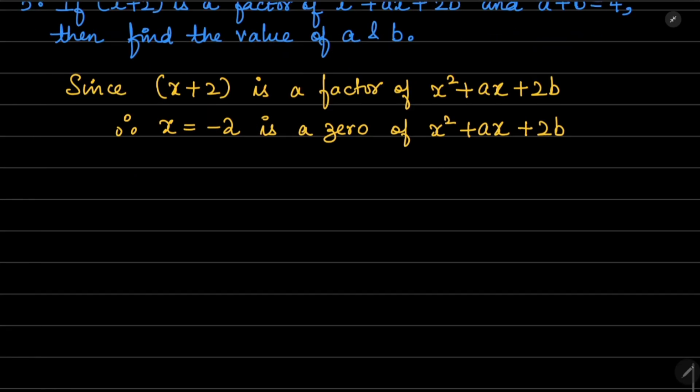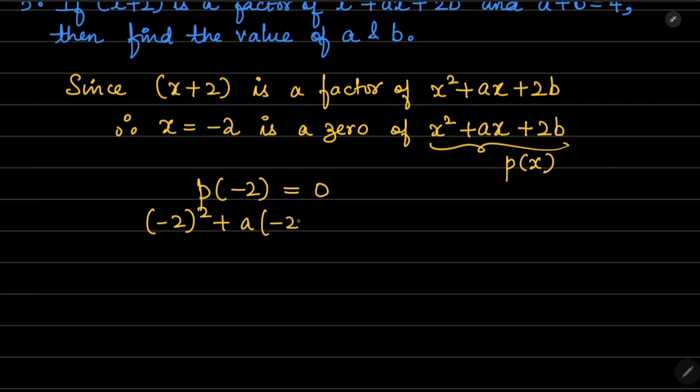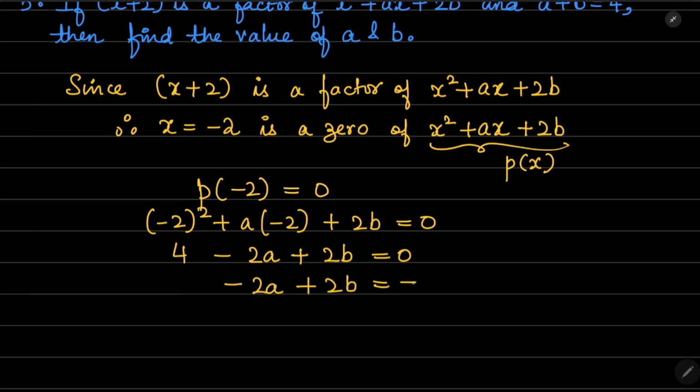Let this be your polynomial p of x. So if minus 2 is one of the 0s of p of x, which means what? P of minus 2 is equal to 0. Let us substitute minus 2 in place of x. So what will you get? Minus 2 the whole square plus a into minus 2 plus 2b equal to 0. So 4 minus 2a plus 2b equal to 0. So you have minus 2a plus 2b equal to minus 4. Let this be your equation 1.